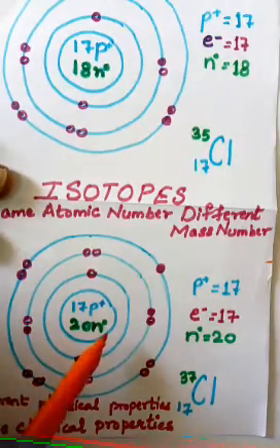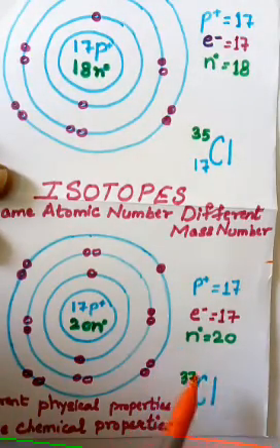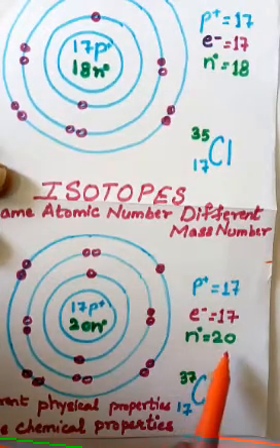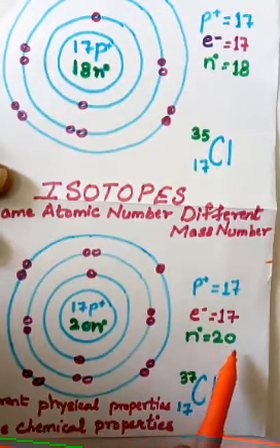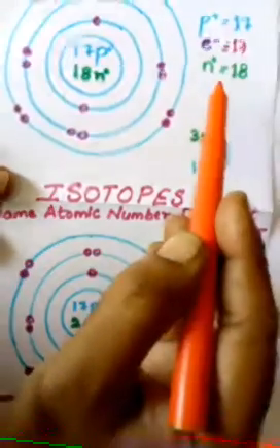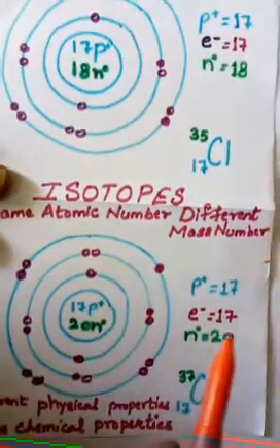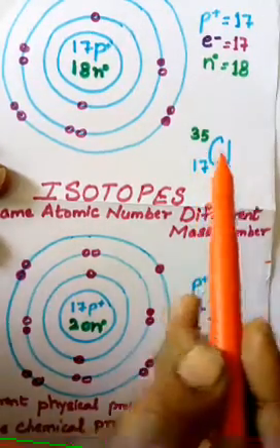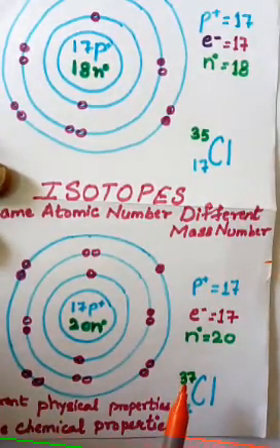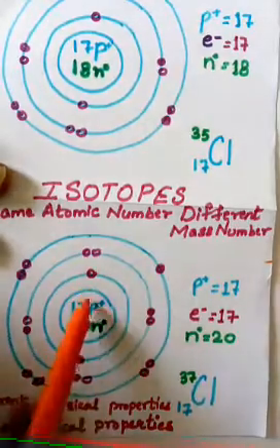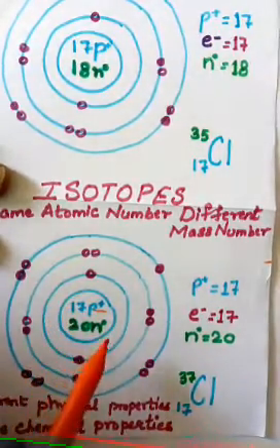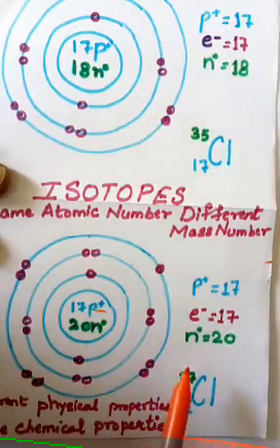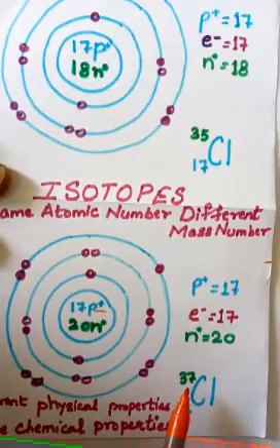The reason behind the increase in mass is the change in the number of neutrons. Here the number of neutrons is 18, and here the number of neutrons is 20. That is why the mass number in this chlorine is 35 and the mass number in this chlorine is 37. So the nucleus of this chlorine atom has 17 protons and 20 neutrons. That is why the mass number comes to be 37.